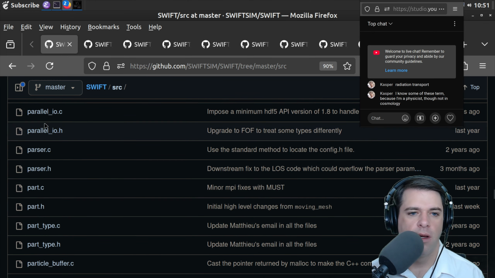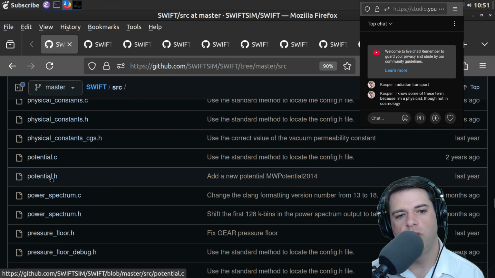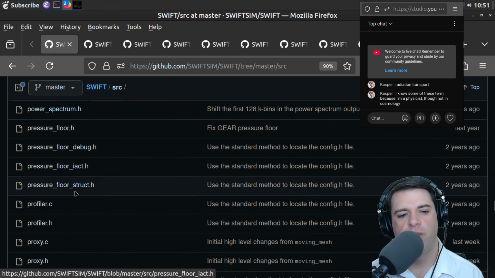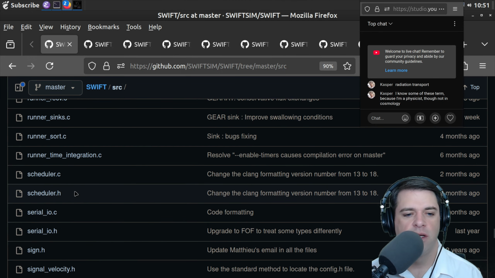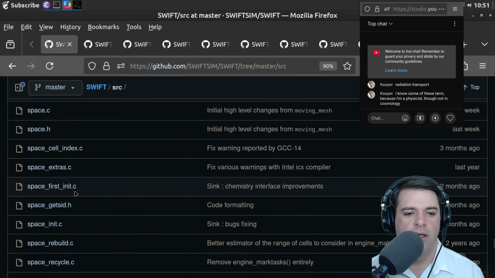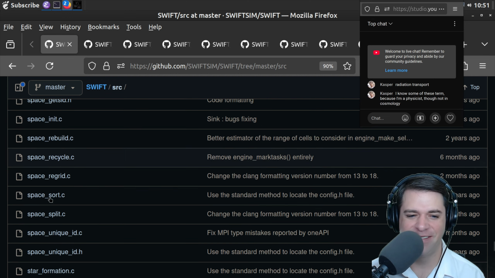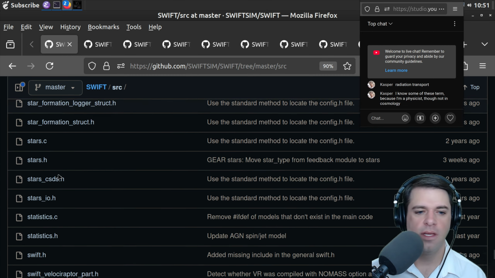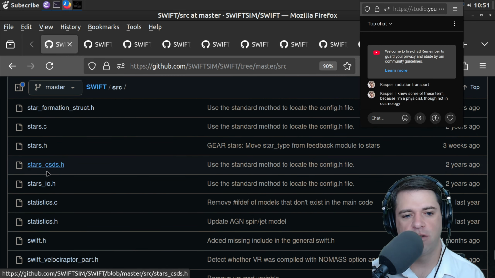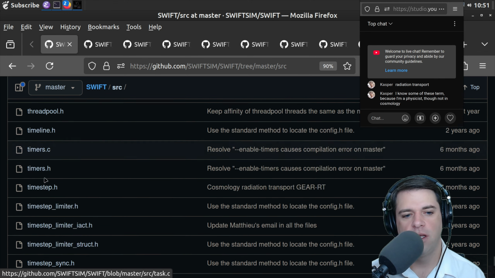Neutrino, parallel stuff, physics constants, sure, potential, power spectrum, pressure floor, etc., etc. Some rays, some runners, sync, space rebuild, space rebuild, and space recycle. I just think that sounds kind of funny. And then stars. Stars.h, stars.c. Statistics might be interesting. And then tasks.